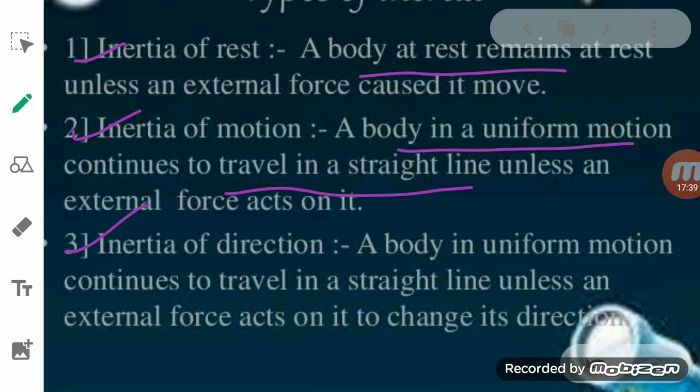So here you can see the one thing is common in all, that a body always resists any kind of change in its state, whether it is a state of rest or a state of motion, or change in its direction. That is the inertia of rest, inertia of motion, and inertia of direction.